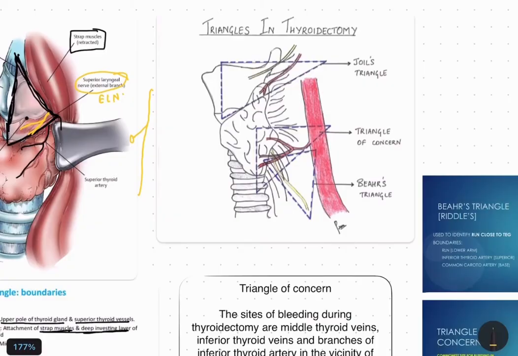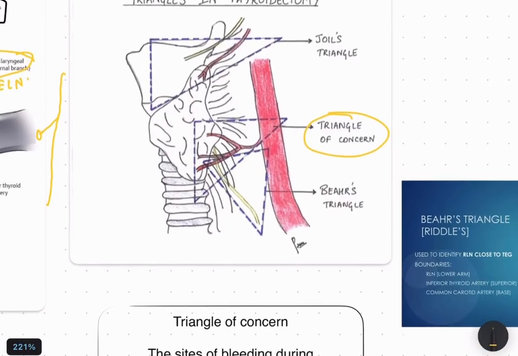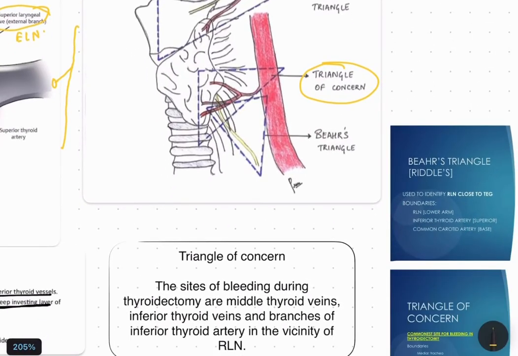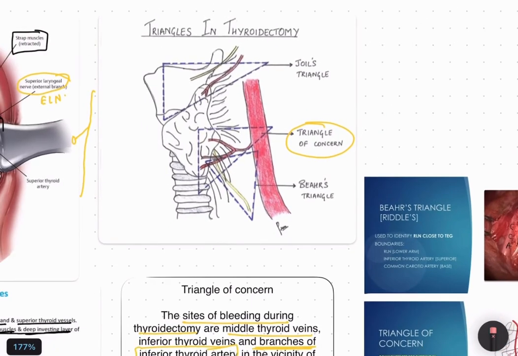There is something that is known as the triangle of concern. What is this triangle of concern? This is the area where the most common site of bleeding occurs during thyroidectomy. That means the middle thyroid veins, the inferior thyroid vein, and the branches from the inferior thyroid artery are present in the vicinity of this triangle. So while operating, there may be bleeding from this area. That's why this is known as the triangle of concern.